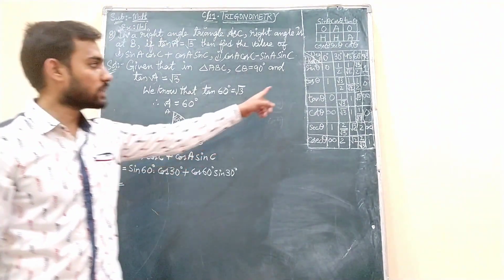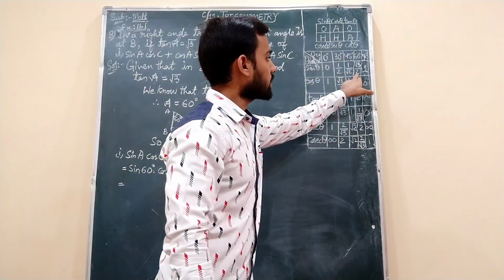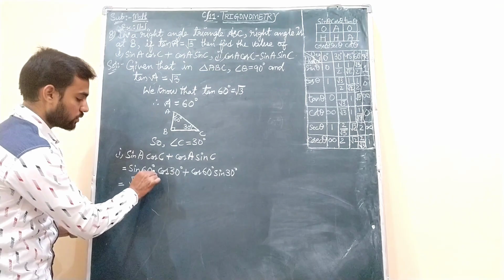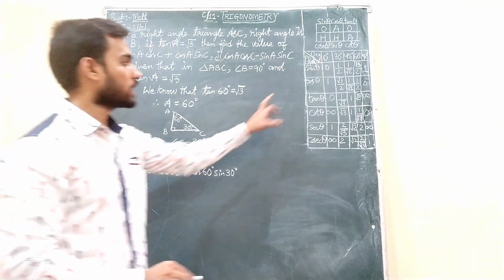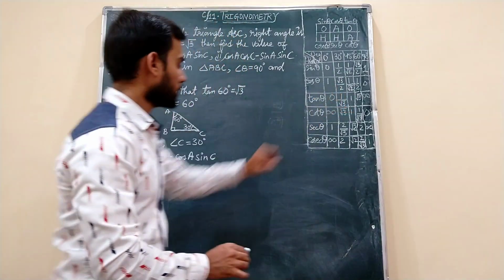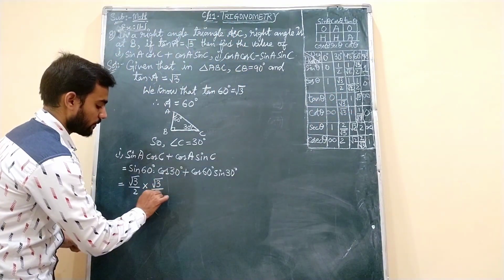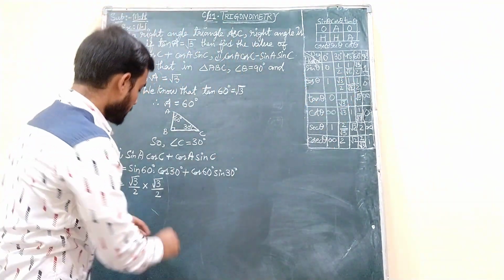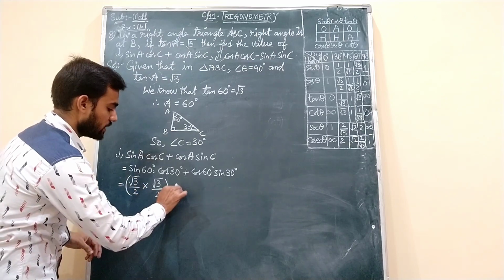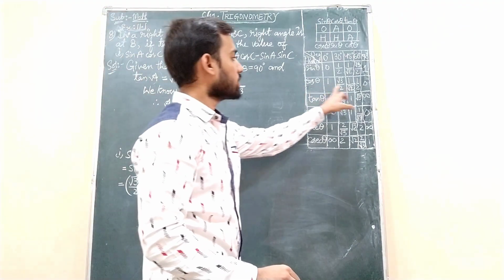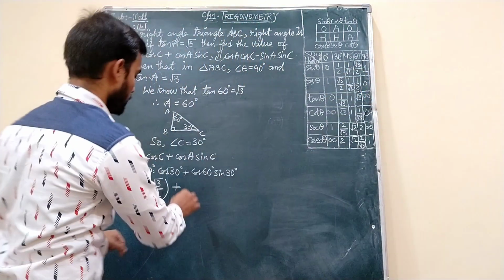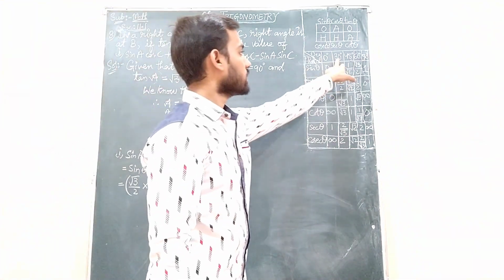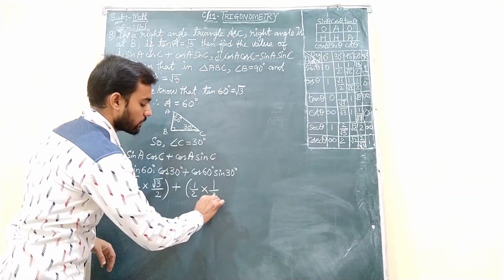Now sin 60, check in the table, sin 60 degree, root 3 by 2, into, this dot indicates into, cos 30 degree, root 3 by 2. In cos, you need to check 30 degree. So you will get root 3 by 2. Plus cos 60 degree. Cos 60 degree is 1 by 2, into sin 30 degree. Sin 30 degree is also 1 by 2.